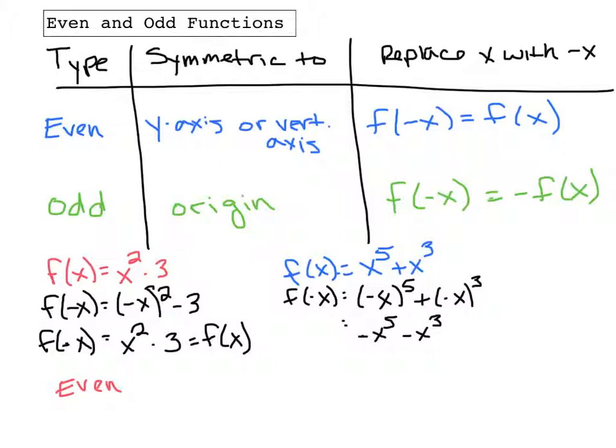Now we want to see if it can be equal to negative f of x. Well, if I factored out negative 1 from both these terms, well, that looks like what we just did. X to the 5th plus x to the 3rd is our original f of x. And we got negative f of x. So therefore, it is odd.